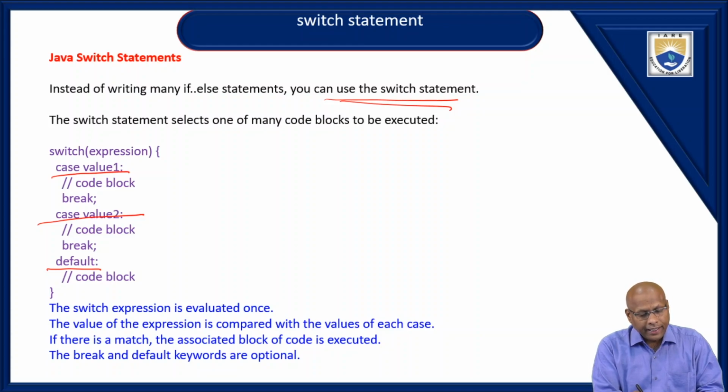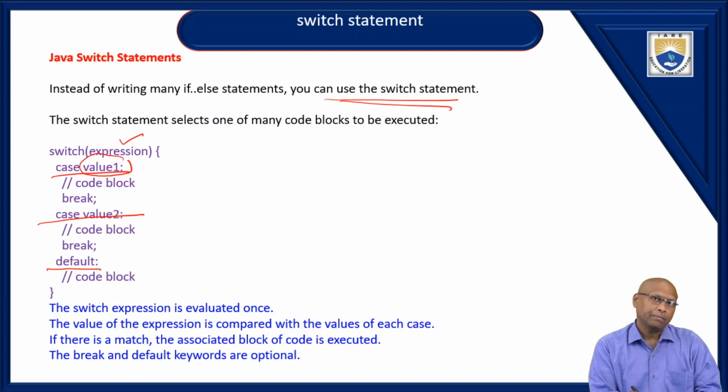So generally, these values are some constant values. What will happen? First, it will check the expression. The expression will evaluate into a single value. That value may match value 1, or value 2, or something else. If it is not matching anything, then the control comes to default. So this is the way you can write a switch case. This is the syntax of switch case.